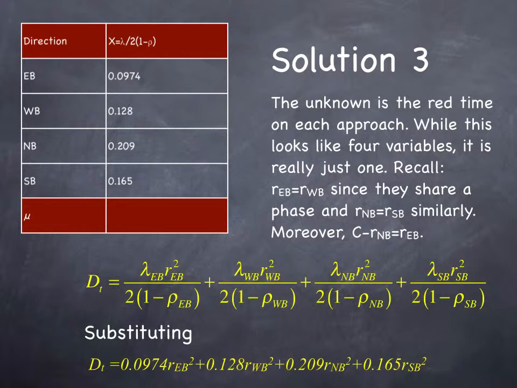Now, I mentioned that we had a calculation that we wanted to do to simplify things. I've defined the variable x to equal lambda over 2 times 1 minus rho, to simplify our calculations here by solving that beforehand.